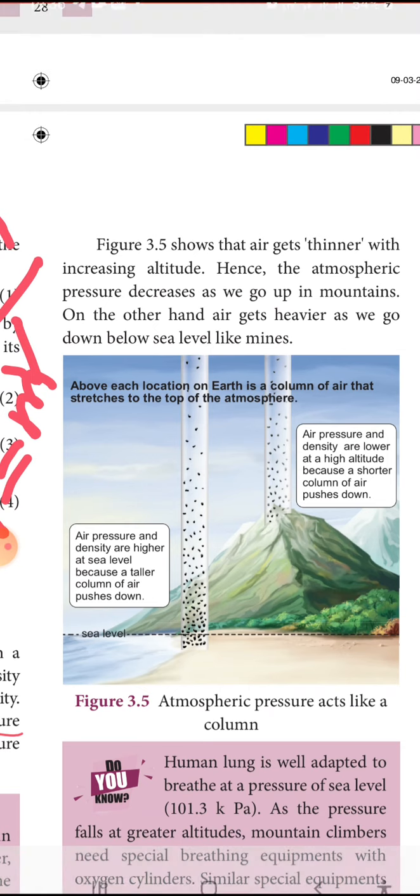Above each location on earth is a column of air that stretches to the top of the atmosphere. The air layer surrounding us is called the atmosphere. After it goes to a certain height, for example in a mountain region, we feel different because the atmospheric pressure decreases. As the height increases, the pressure decreases. Atmospheric pressure decreases as we go up in the mountains.